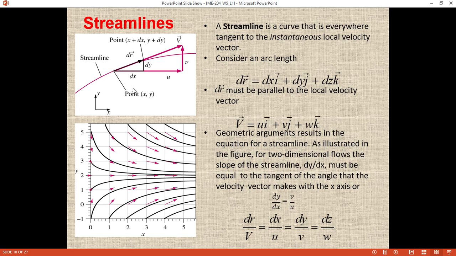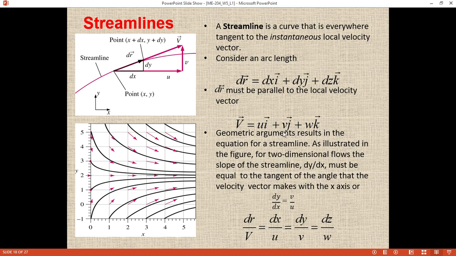Here you can see a streamline is a curve that is everywhere tangent to the instantaneous local velocity vector. Consider this is an arc. At every point, this is the position vector of the arc and this is the velocity, which is tangent to the arc, so both are in the same direction. If you make a right angle triangle, this is the triangle for the position vector and this is the triangle for the velocity vector. The velocity component in the x direction is u and the velocity component in the y direction is v.